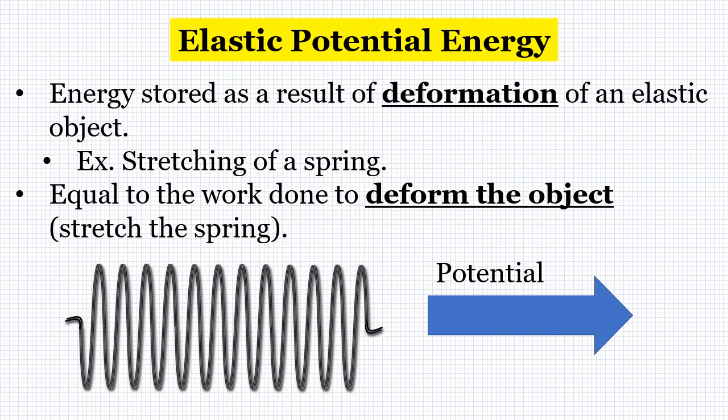So the next type of energy that we're going to discuss is elastic potential energy. This is a little different than gravitational potential energy. Energy is stored as a result of deformation of an elastic object. So think about a spring.